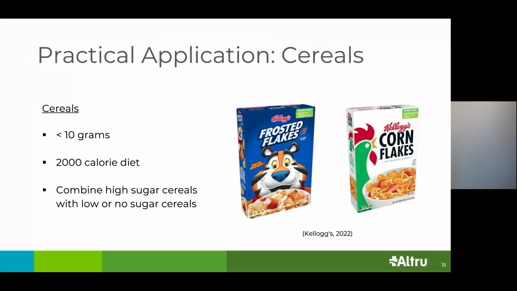Another option would be to combine a high sugar cereal, such as the Frosted Flakes, with a low or no sugar cereal, such as Corn Flakes. This way you can still get that sweetness and satisfaction from your favorite sugar cereal, but you're able to reduce the amount of sugar that you're consuming.